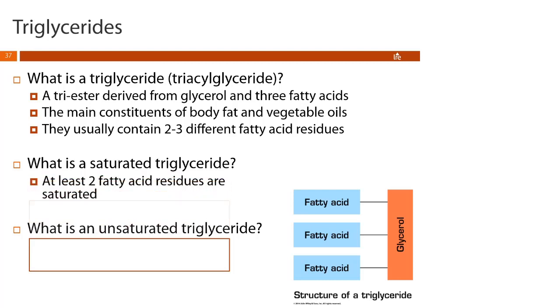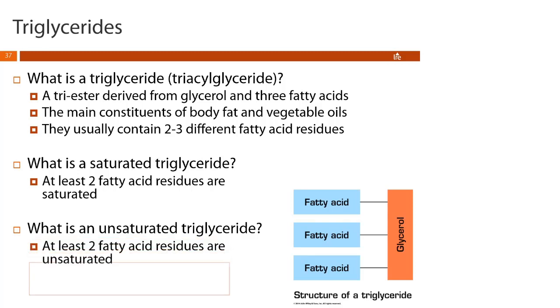So it's kind of best 2 out of 3 wins for triglycerides. So if at least 2 fatty acid chains are saturated, then we consider the entire triglyceride to be saturated, even if that 3rd chain has double bonds on it. So the same thing for an unsaturated triglyceride. If at least 2 of those fatty acid residues have double bonds on the carbon-carbon chain, then we consider the entire triglyceride to be unsaturated.